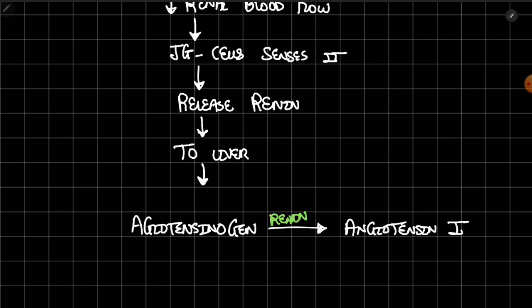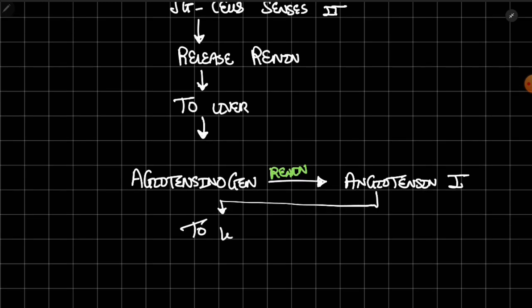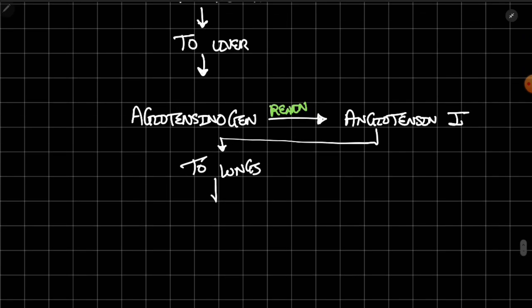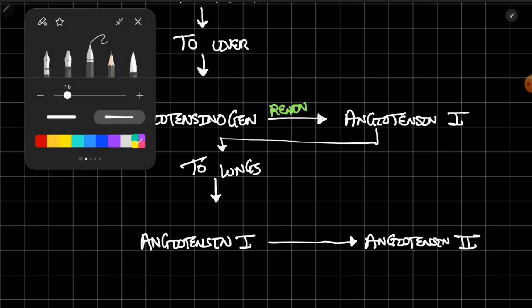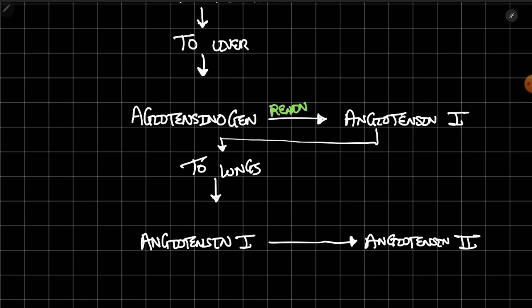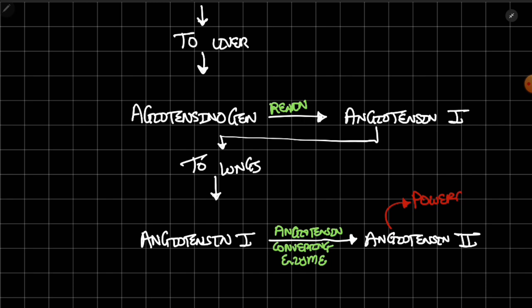Now this angiotensin 1 will go to lungs, and in the lungs one procedure occurs. This angiotensin 1 is converted to angiotensin 2, and the enzyme is angiotensin converting enzyme, the ACE enzyme. Basically this angiotensin 2 is a powerful vasoconstrictor.